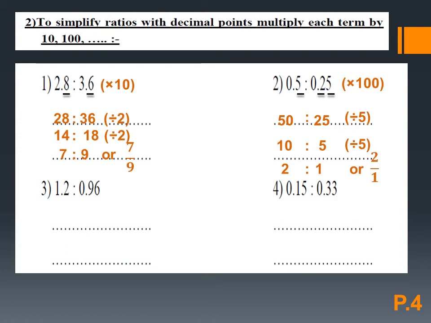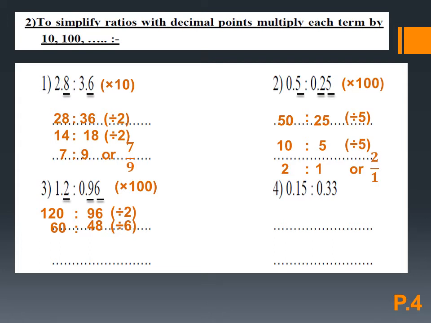1.2 to 0.96. In the first term we have one decimal place, but the second has two decimal places. That means multiply the two terms by 100 according to the one with more decimal places. 1.2 times 100 equals 120. 0.96 times 100 equals 96. Even and even, divide by 2. 120 divided by 2 equals 60. 96 divided by 2 equals 48.